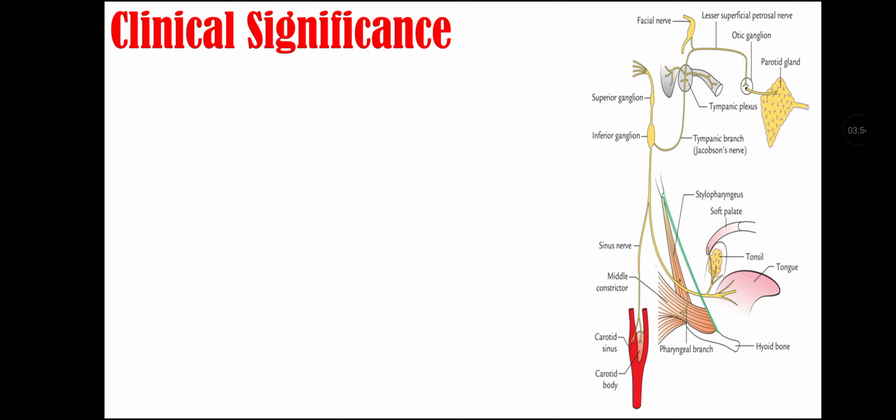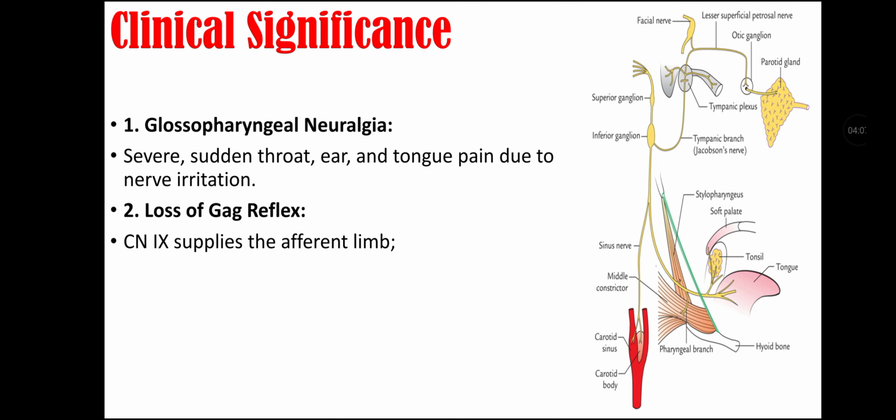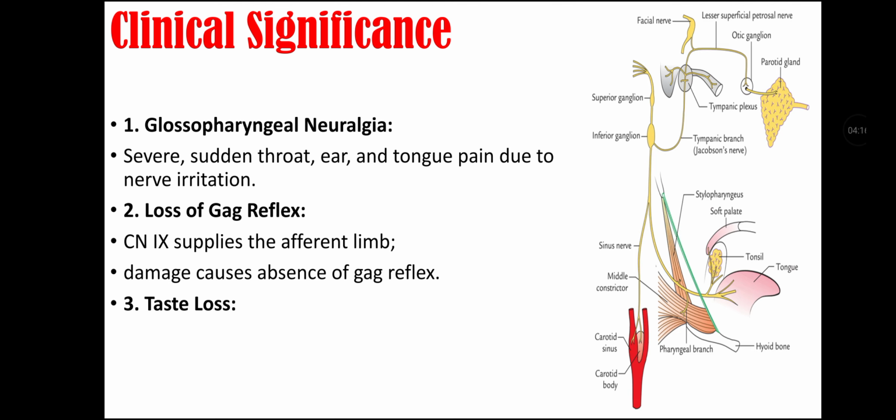Clinical significance of glossopharyngeal nerve. First is glossopharyngeal neuralgia, that is severe sudden throat, ear or tongue pain due to nerve irritation. Second is loss of gag reflex. As ninth cranial nerve, that is glossopharyngeal nerve, supplies the afferent limb, and its damage causes absence of gag reflex.